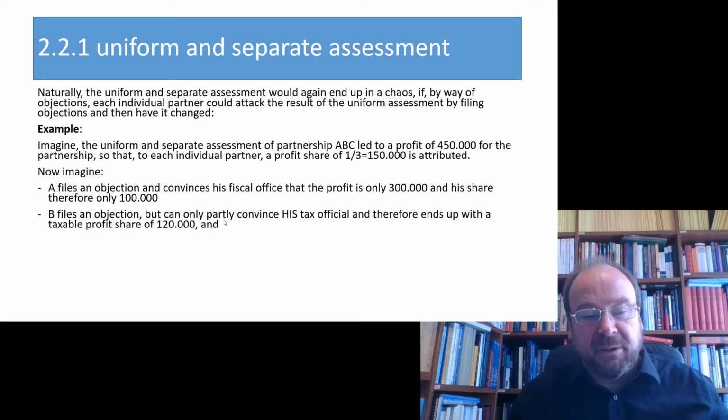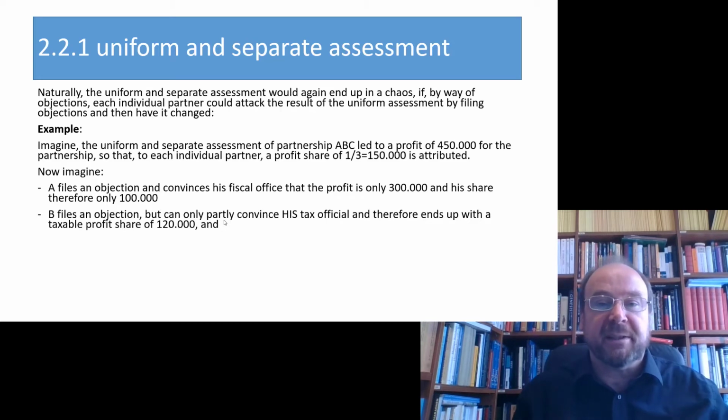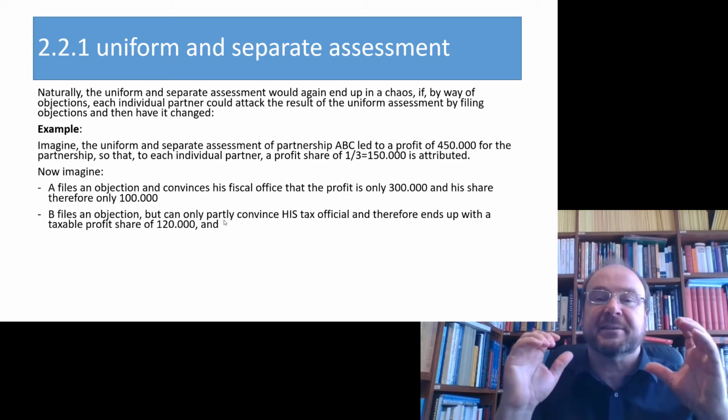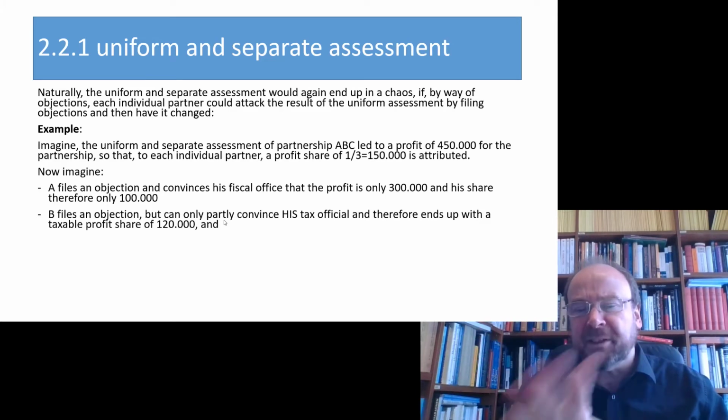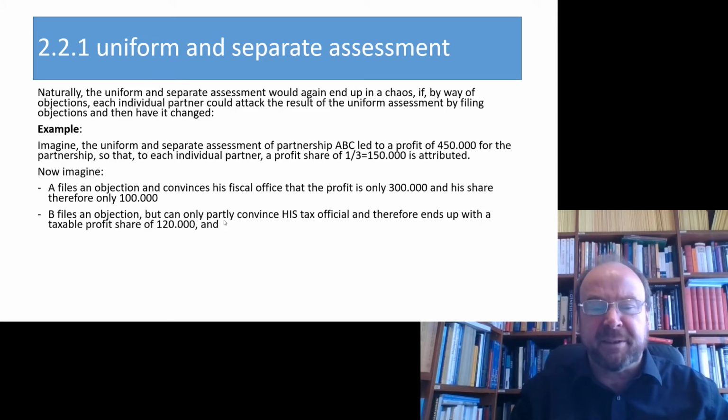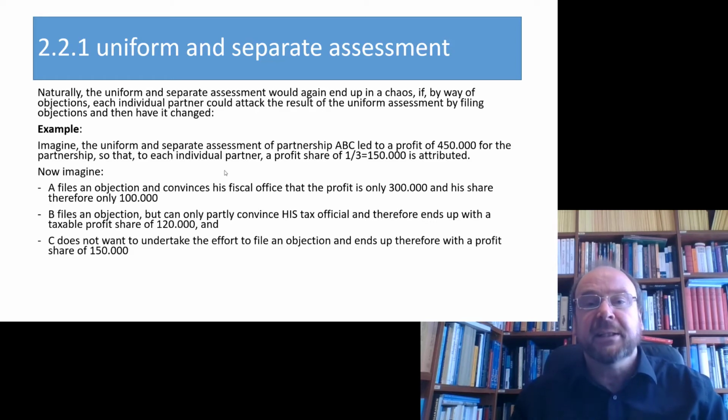What happens with B? B, living somewhere else, also files an objection, brings forward some reasons, says the partnership profit can't have been 450,000, but his tax officer is not so credulous as the one working on A's case. So imagine now that tax officer says, okay, I believe it was only 120,000, and C does not even dare to contact the fiscal office.